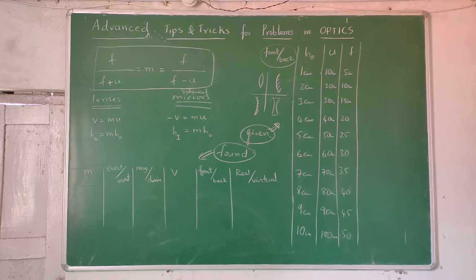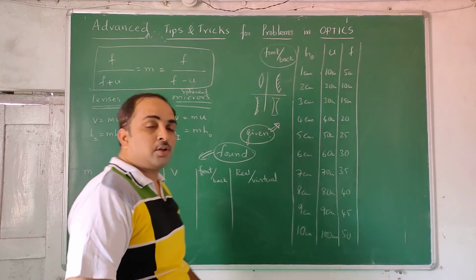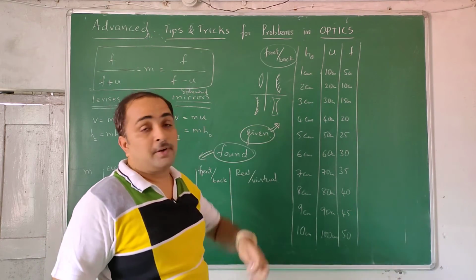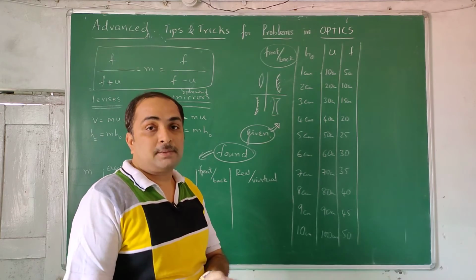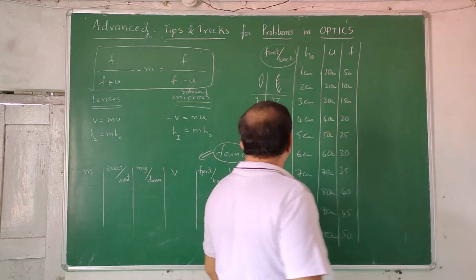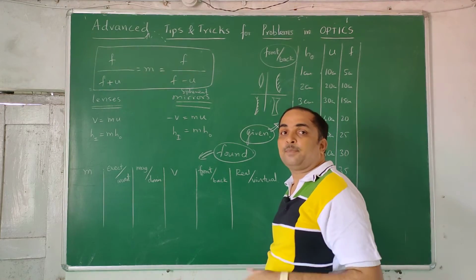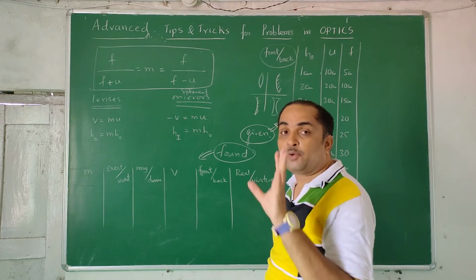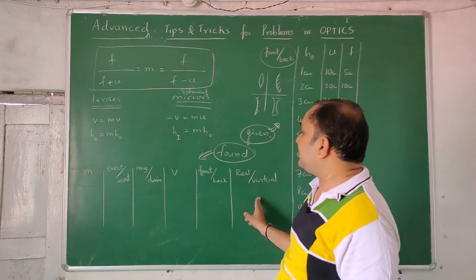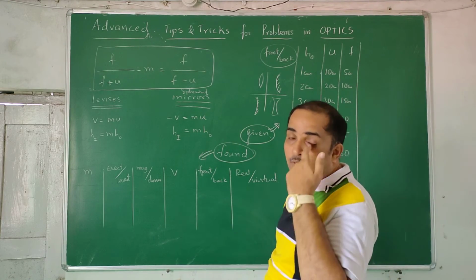Yes, children, we are concluding this topic of advanced tips and tricks for problems in optics. This last snapshot, you can remember it. You can create multiple problems. In a question, they have to give you 5 things, and you can find 6 things. What are the 5 things to be given? What are the 6 things we can find?